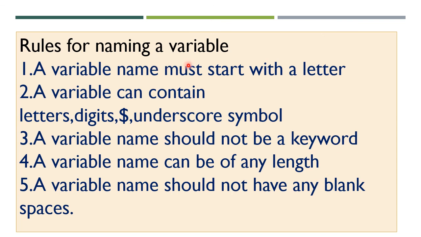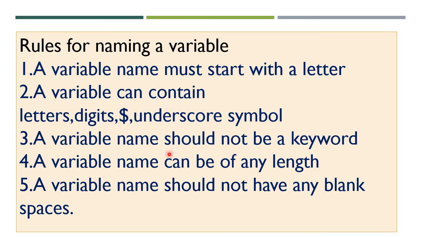Rules for naming a variable. A variable name must start with a letter. A variable can contain letters, digits, dollar symbol and underscore symbol. Letters means it can be both capital letters and small case letters. And the next one is digits. A variable name can consist of letters, digits, dollar symbol and underscore symbol.